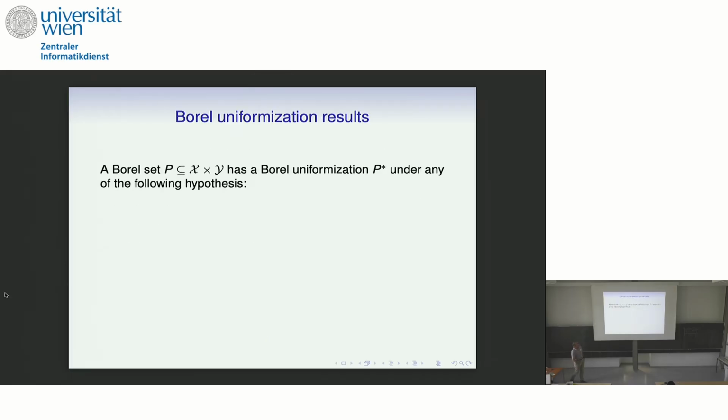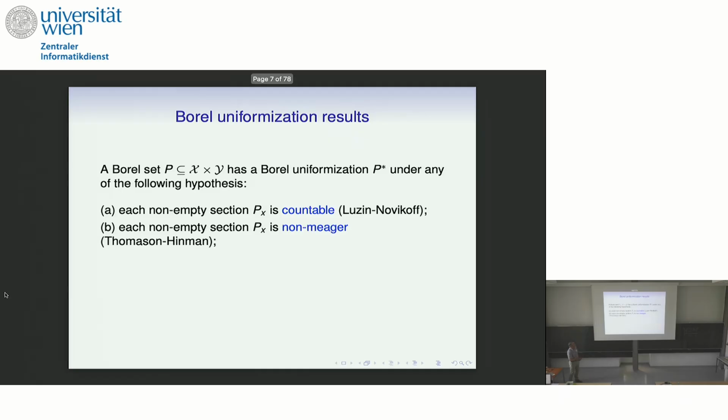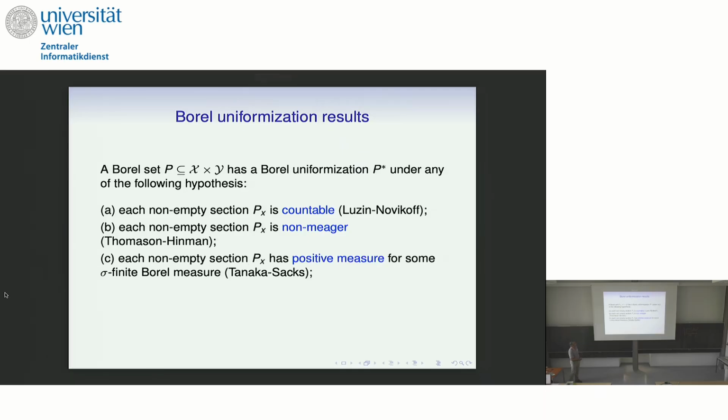All right, some uniformization results. A Borel set P has a Borel uniformization P*, meaning that there is a Borel set P* that uniformizes P, under the following hypotheses. The Lusin-Novikov theorem that we heard before: each section is countable. Each non-empty section is non-meager. This is due to Thomas and Hinman. Each non-empty section has positive measure. This is the Tanaka-Sachs theorem. And each non-empty section is sigma compact, Arsenin-Kunugui. Okay. So these are all well-known classical theorems in descriptive set theory.